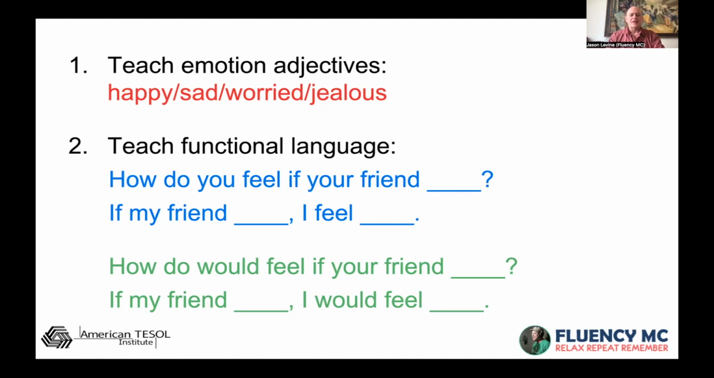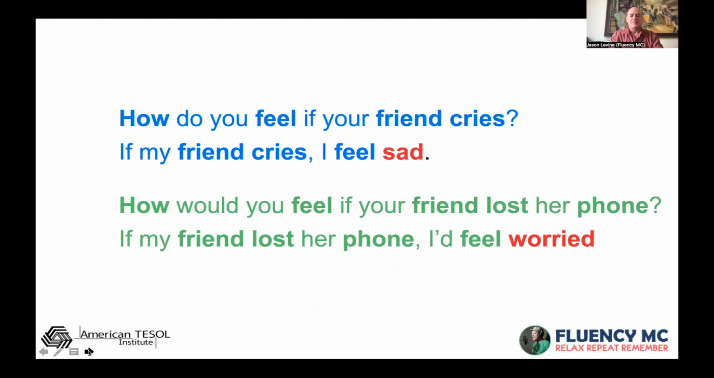But then if you look, can I correct this in real time? It's been corrected. Conditional, this is present unreal. How would you feel if your friend... if my friend, I would feel, or I'd feel, right? If we want to teach the contraction, so what do you do with this language? So I said it's emotion cards.